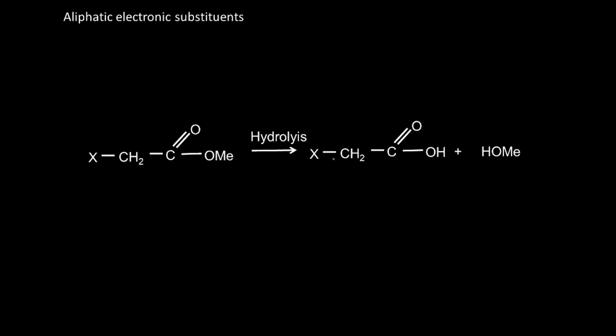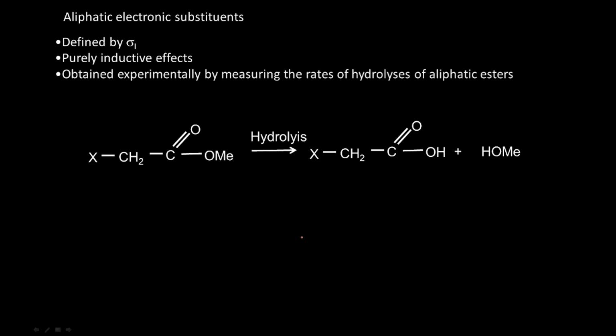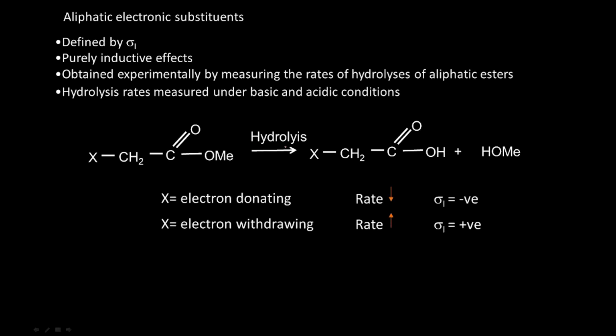So you can have hydrolysis like this. Aliphatic, so we have MeOH. How do they act? They are defined by, again, sigma I. You have only purely inductive effects, and they are obtained experimentally by measuring the rates of hydrolysis of aliphatic esters. Hydrolysis rates are measured under basic and acidic conditions.